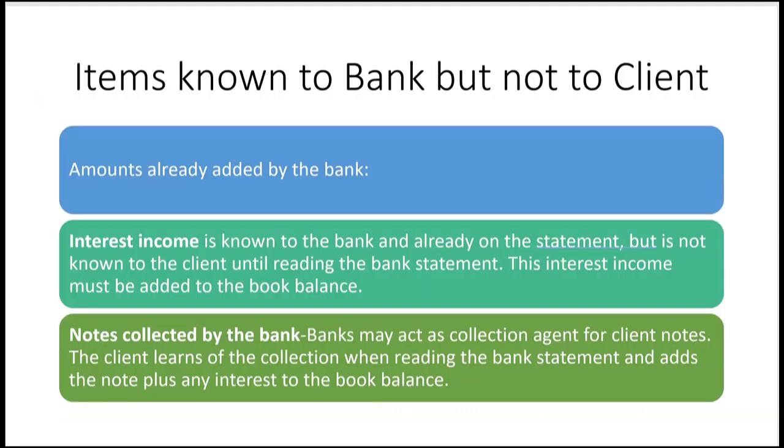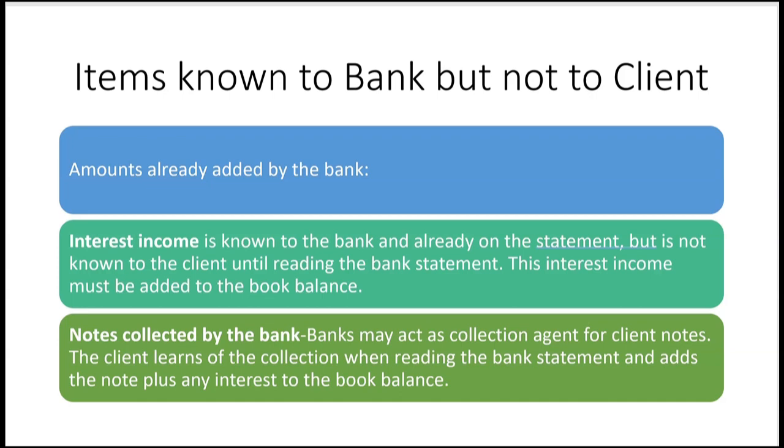All right, now we're going to switch it up and go to items known to the bank but not known to the client. And these will come in two different parts. First, we'll talk about amounts already added by the bank that the client doesn't know about. And a big one here is interest income, because if you leave money in the account, you'll earn a little bit of interest, and that amount is known to the bank. It's already on the bank statement, but it's not known to the client until the client reads the bank statement. So this interest income must be added to the book balance, because the bank already knows about it.